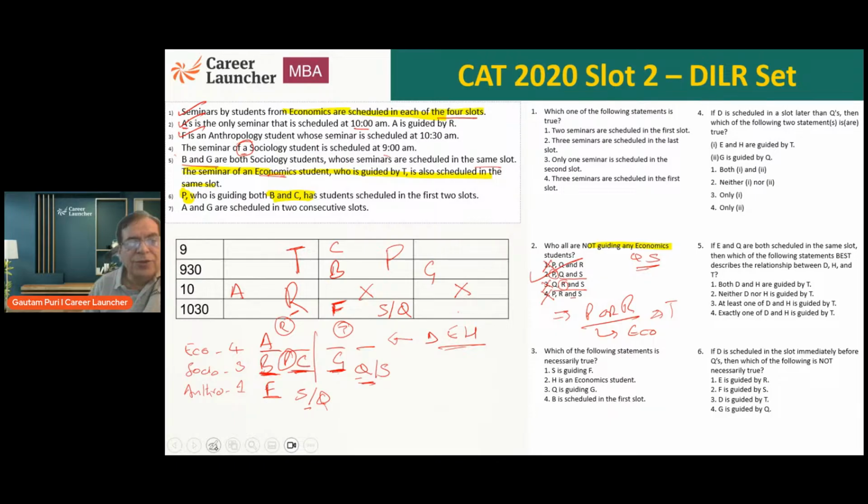Next. A and G are scheduled in 2 consecutive slots. That we have already said. A and G, this law. Now look at the beauty of what we have done.